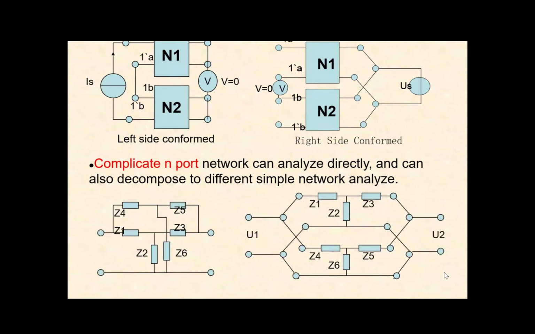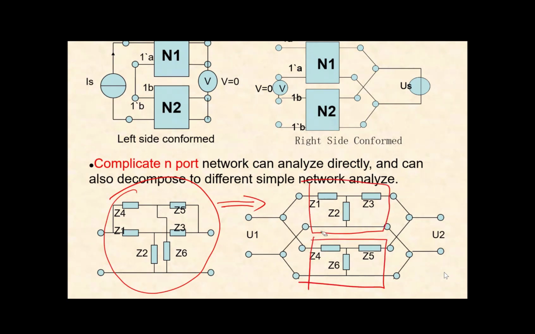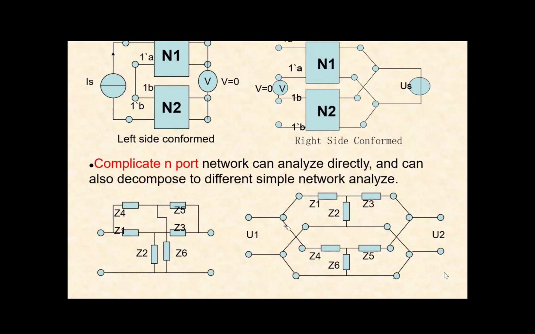And for a complicated network, we can analyze it directly and can also decompose it into different simple networks to analyze. For this network, we can treat it as this network parallel with this network. In practice, we can use a transformer to make sure the port condition holds. What does this mean?